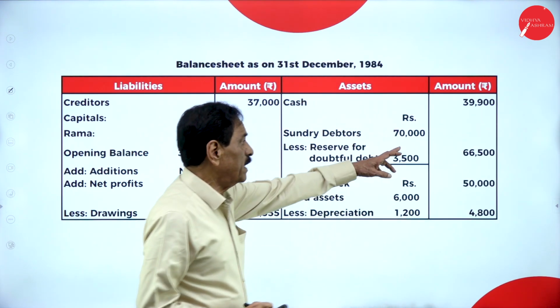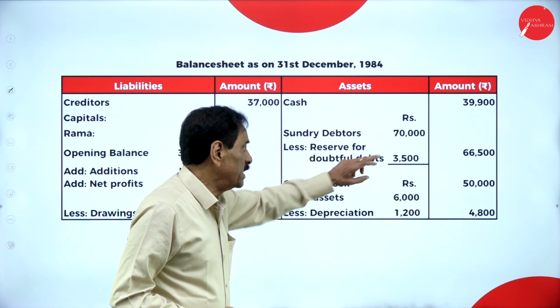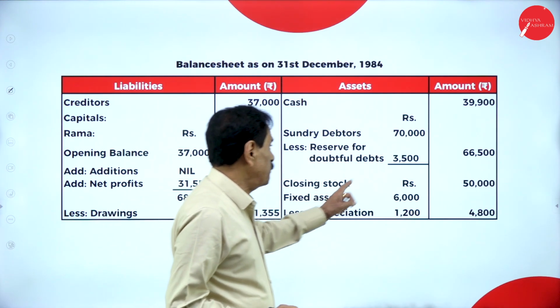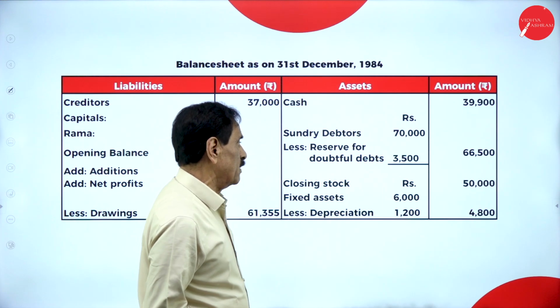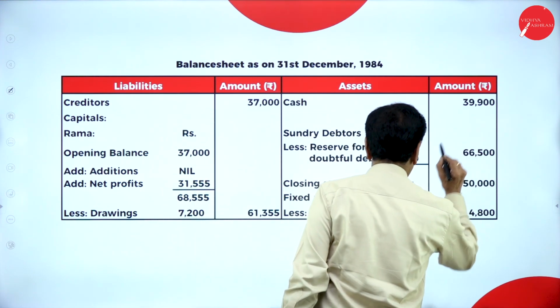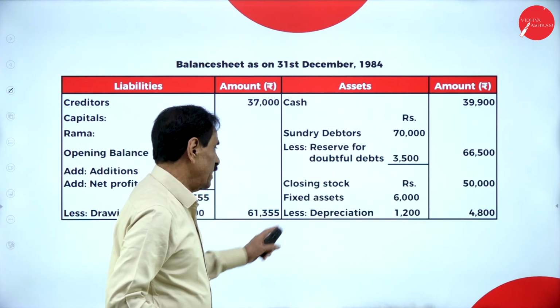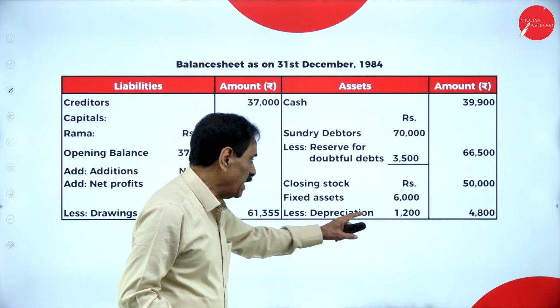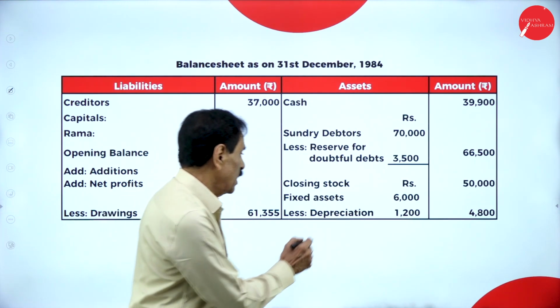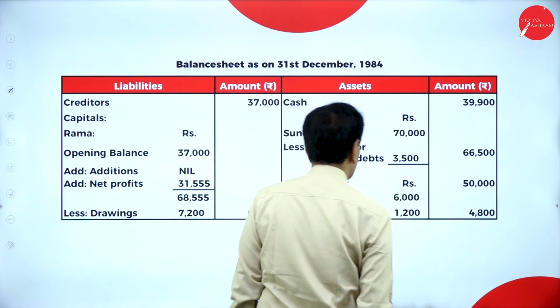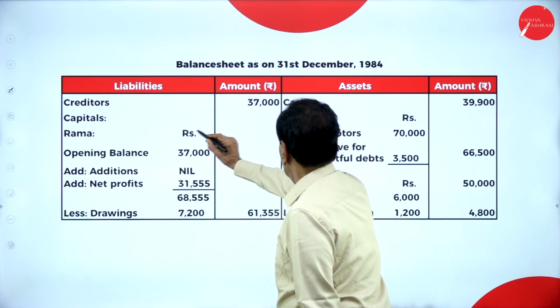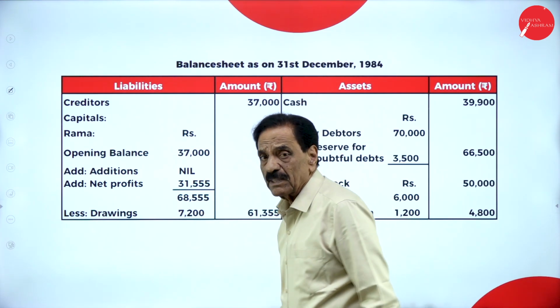Closing cash is 39,900. Your debtor is 70,000. On that 5% reserve for bad debts is 3,500. So it will work out 66,500. Your fixed asset is 6,000 minus depreciation 20%, 1,200. Now it's 4,800. Your closing creditor is 37,000.